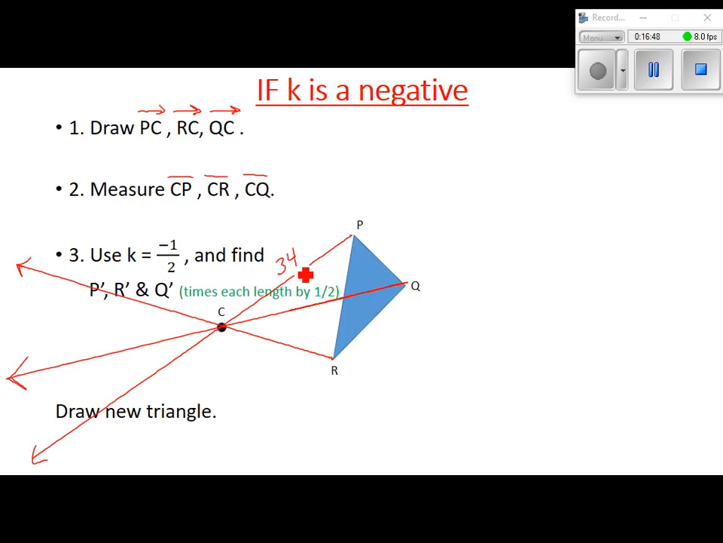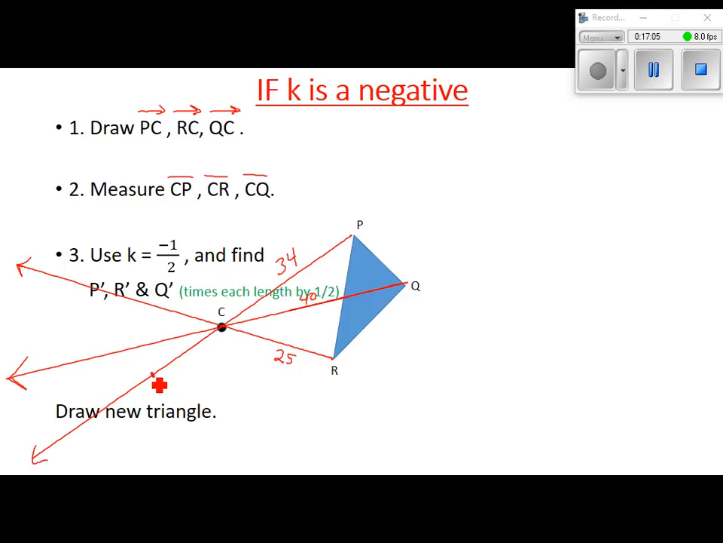34, I think. And this one was 40. This one was 25, so I don't have to remeasure. Go ahead, you should be able to do it on your paper. Mine is 34, I want to take that times half, well that's like 17. So I'm going to go out this direction, 17.